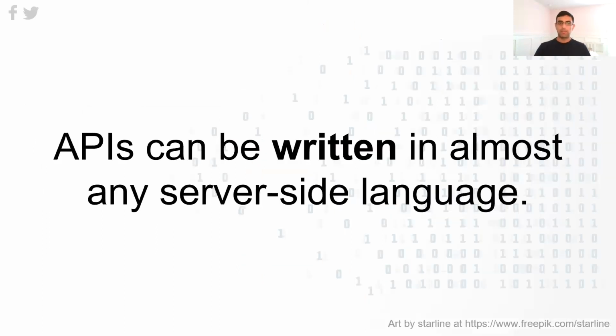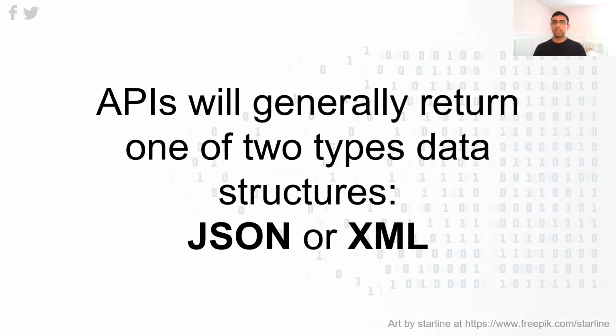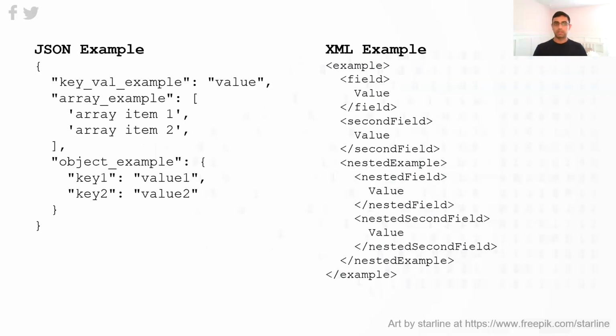Now, you can write APIs in pretty much any server-side language. And it will return the data in JSON or XML. Most likely it's JSON. Pretty much that's a standard. Very rarely will you see an example of XML being returned in a response.